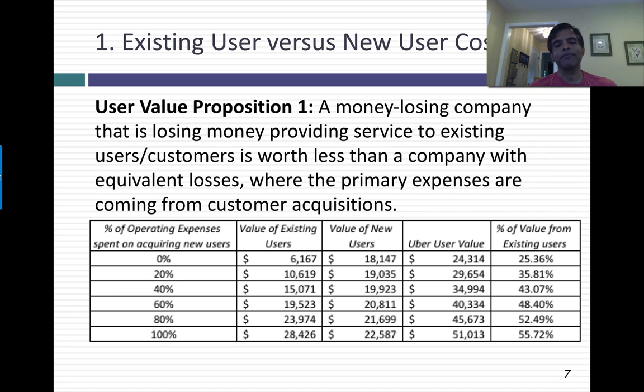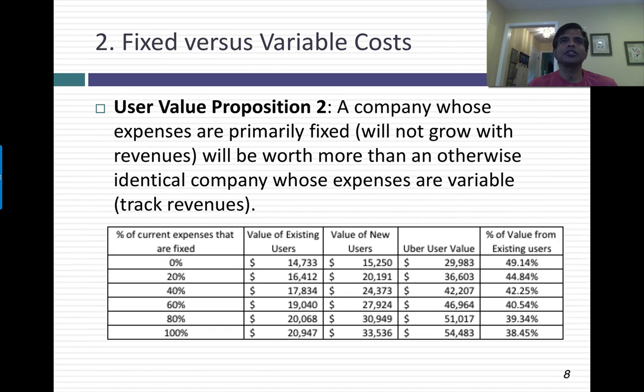And let's think about why. The value of an existing user goes up because the more money I'm spending on new users, the less I'm spending servicing existing users, so they become more valuable. But here's the ironic side, as my existing user value goes up, my new user value also goes up. So if I were to draw a proposition, if I have a money-losing company, I'd much rather that it lose money because it's going out to try to get new users than because it's servicing existing users. Here's my second proposition.